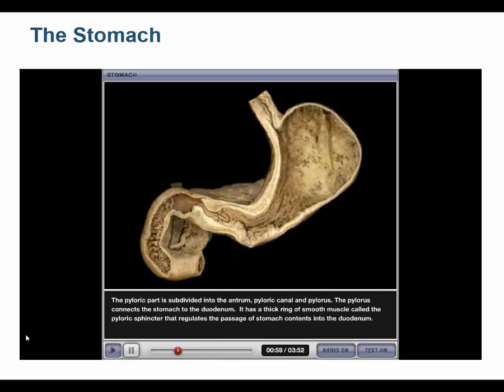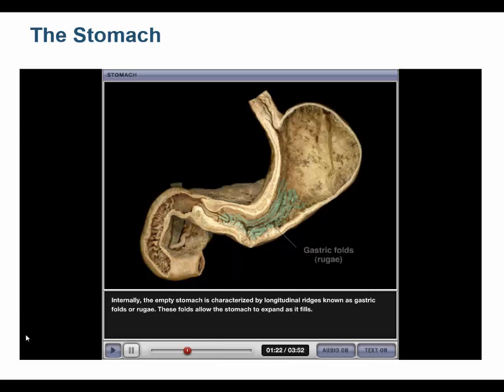The pyloric part is subdivided into the antrum, pyloric canal, and pylorus. The pylorus connects the stomach to the duodenum. It has a thick ring of smooth muscle called the pyloric sphincter that regulates the passage of stomach contents into the duodenum. Internally, the empty stomach is characterized by longitudinal ridges known as gastric folds or rugae. These folds allow the stomach to expand as it fills.